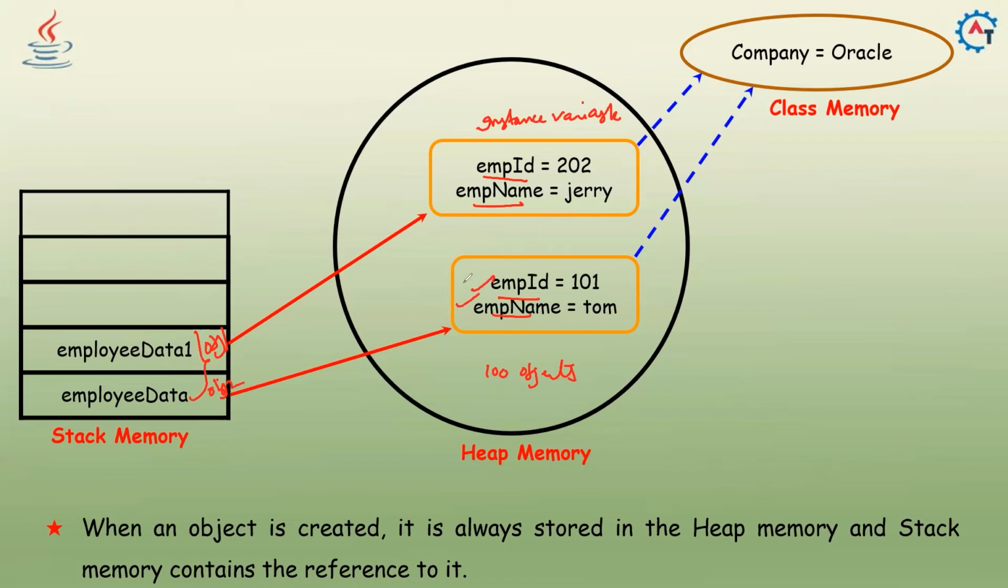But if it is static, it will create only one copy, that is company. This company is a static variable. It will be created in the class memory only once, and each and every object will have access to this. If you had company in every object, with 100 objects you would need to create company 100 times. But I'm not doing that. Because of that, memory will be managed efficiently. So this is the difference between instance variables and static variables.